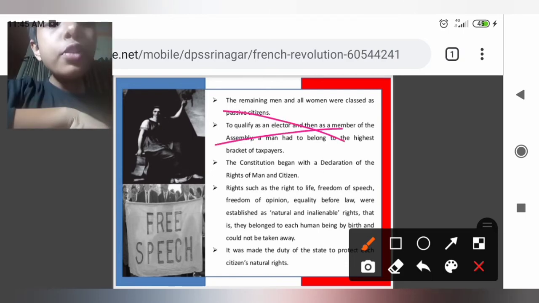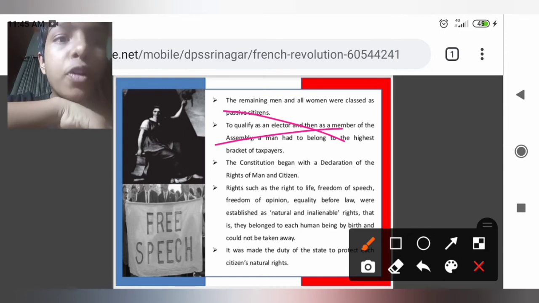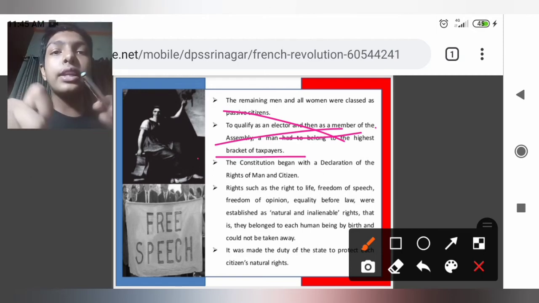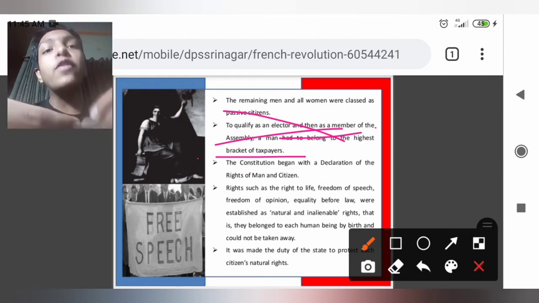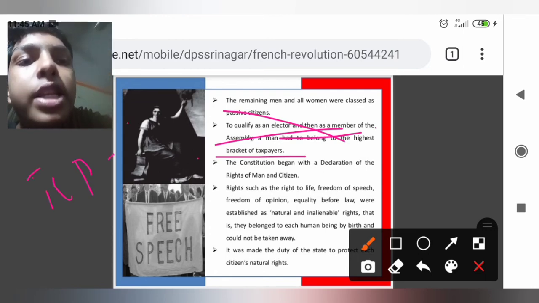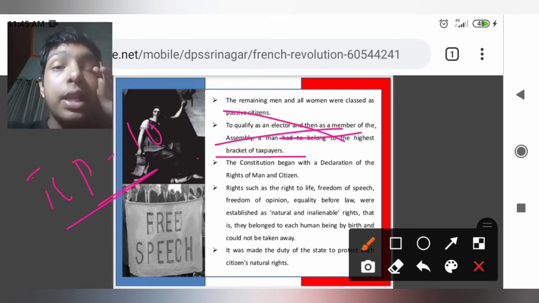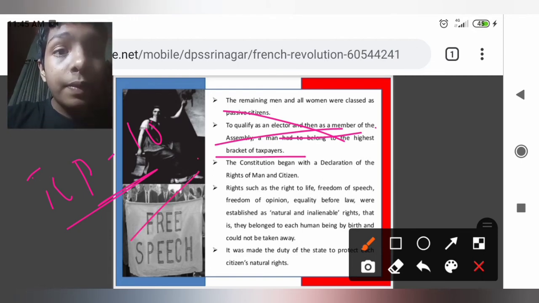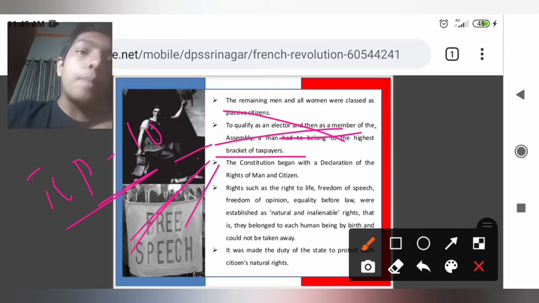Then to qualify as an elected member of the assembly, a man had to belong to the highest bracket of taxpayers. Taxpayers का भी एक highest bracket था, like top 10 chart we have in our classrooms. Not all, but yes, mostly classrooms have it to motivate other students. So at that time also there were brackets of taxpayers being made.